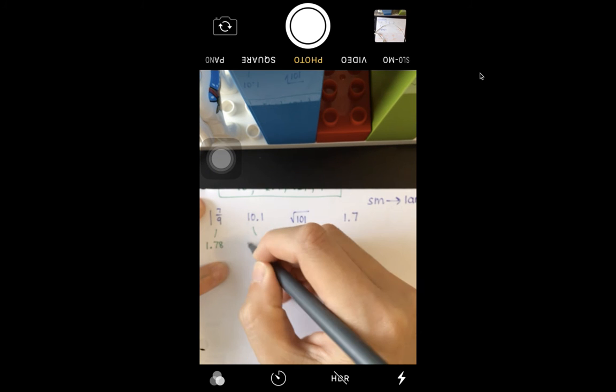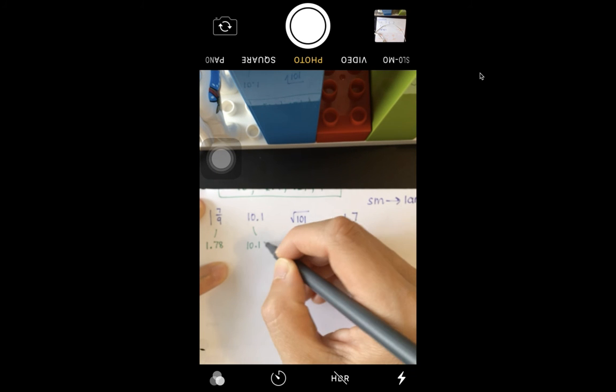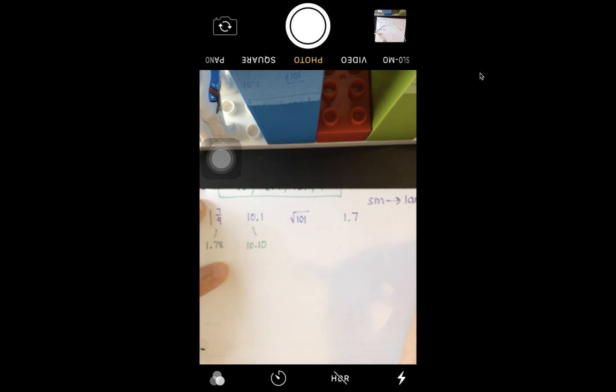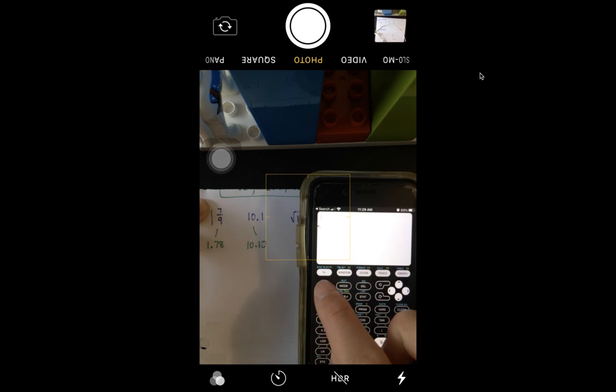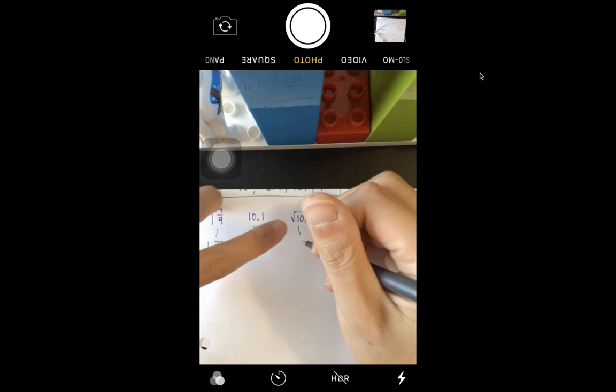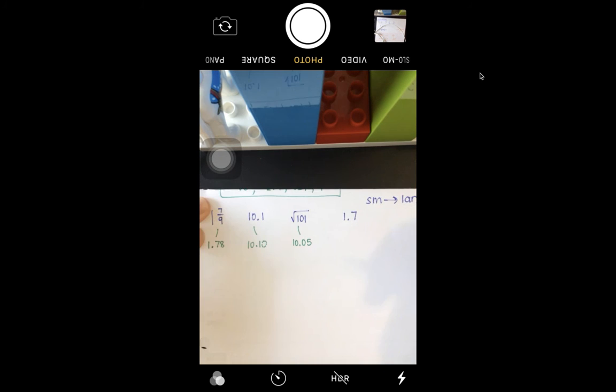Okay. This is 10.1. And someone already told us we can always add zeros at the end of decimals as placeholders. Okay. Square root 101. So let's type that in. Practice typing in square root 101. You need to remember where those buttons are. So second, and then the x squared on the left column. So I get 10.049, so really it's just 10.05. And then 1.7 is just 1.70.